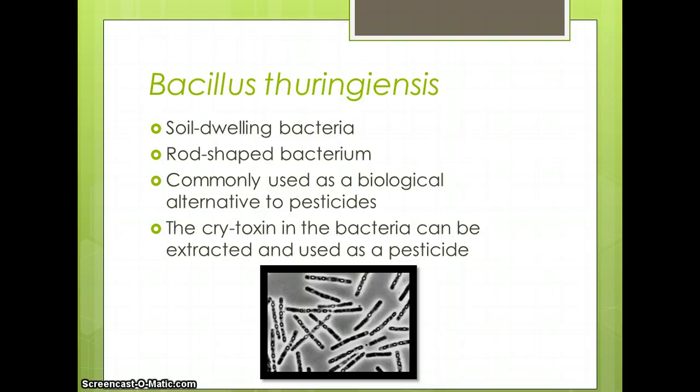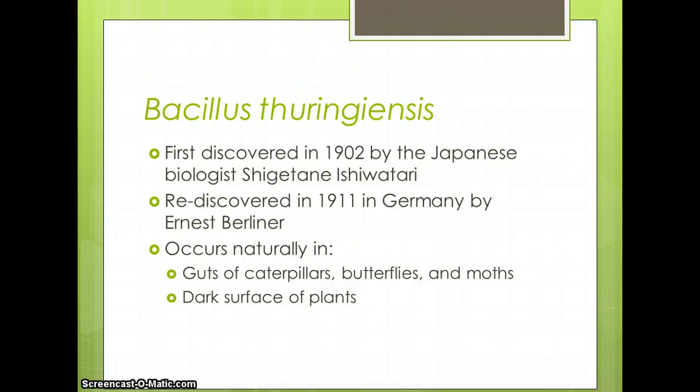Bacillus thuringiensis is a soil-dwelling bacteria, and it's also rod-shaped, and it's commonly used as a biological alternative to pesticides. The cry toxin in this certain bacteria can be extracted and used as a pesticide. It was first discovered in 1902 by the Japanese biologist. It was rediscovered in 1911 in Germany by Ernst Berliner.